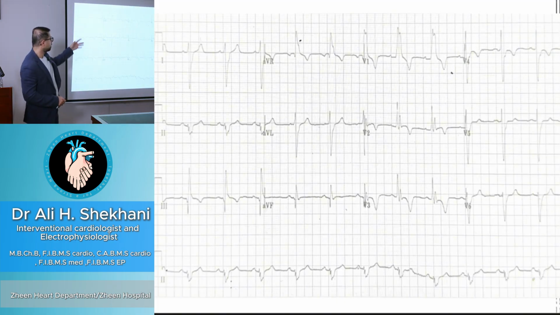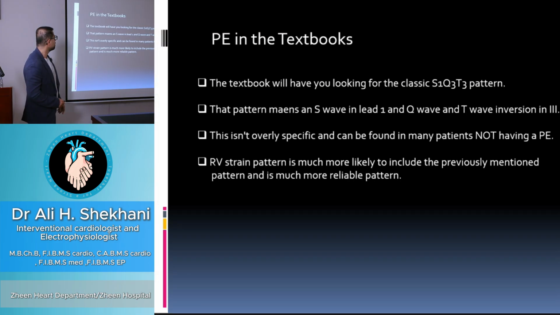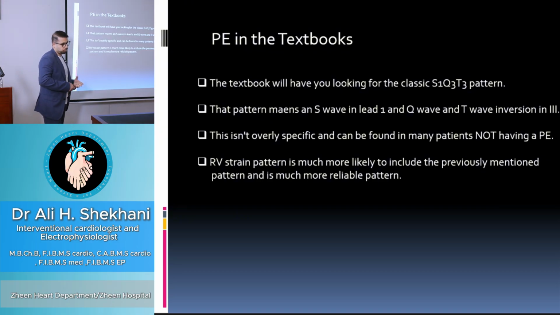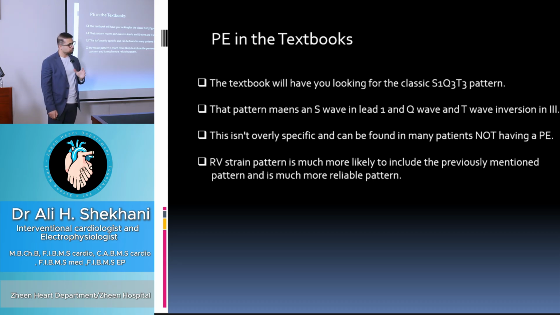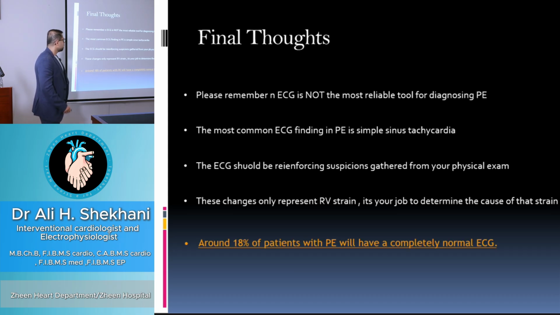This is another example of right bundle branch block. There is positive R in V1 and deep S in V5, V6. And usually in the textbook, we used to know that pulmonary embolism causes S1, Q3, T3. But this is not sensitive nor specific, because frequently you may see such a pattern in a variety of conditions. The most common ECG abnormality in pulmonary embolism is sinus tachycardia, actually. And you have to know that 18% of patients with pulmonary embolism usually have normal ECG. So ECG doesn't exclude pulmonary embolism.